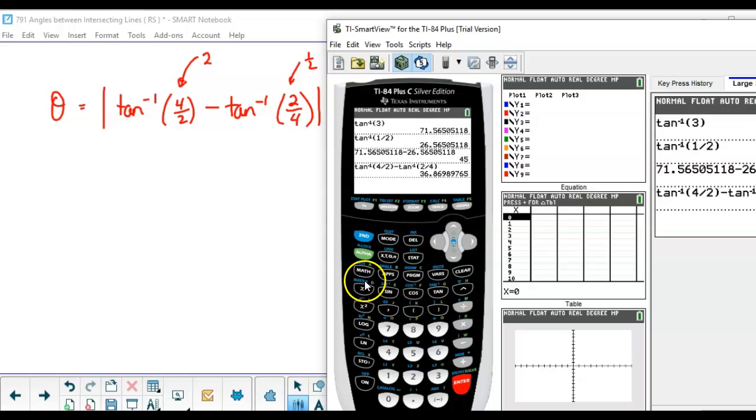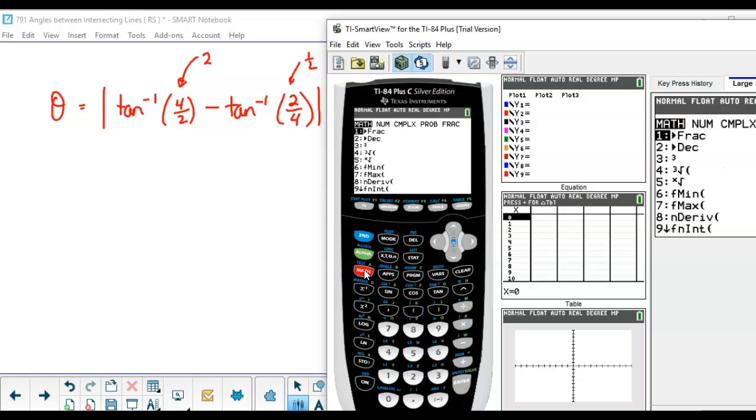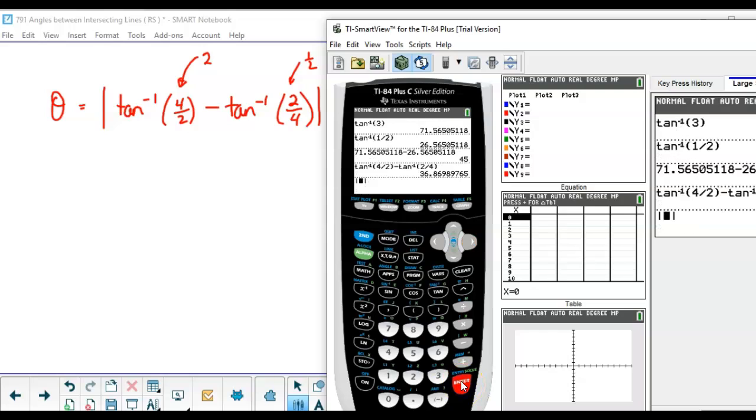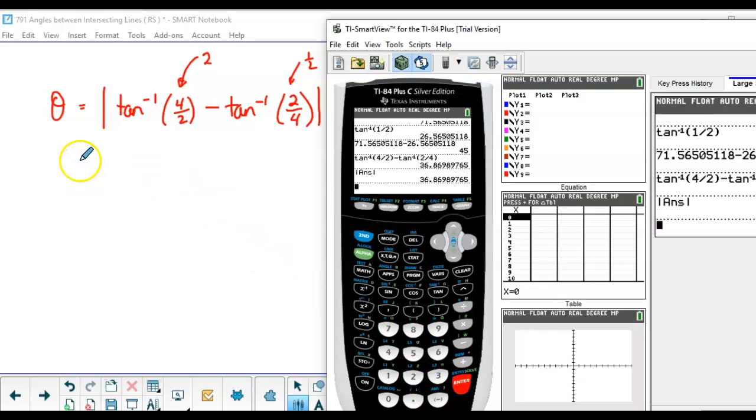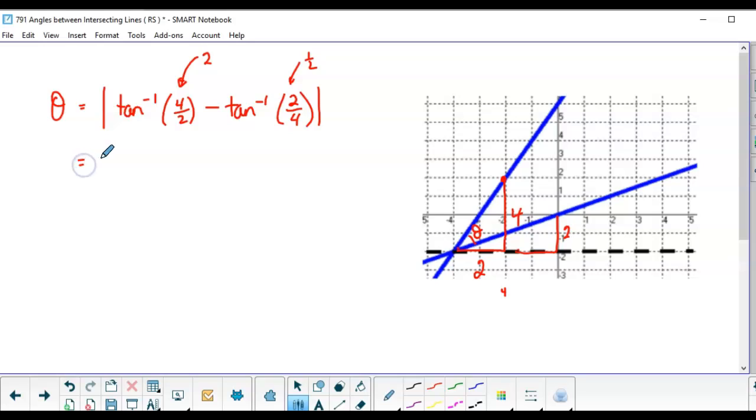If you weren't sure where the absolute value is located, it's in math, cursor to the right to num, and ABS stands for absolute value. Those are those symbols, and then you could copy out that answer and you'll get the same thing. So 36.9. It didn't say what to round to, but let's go to the nearest tenth.